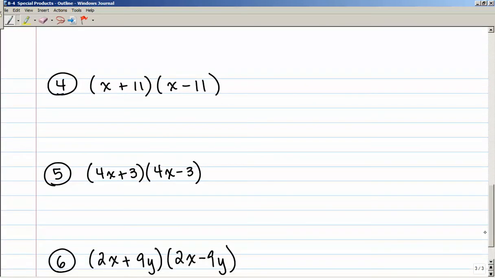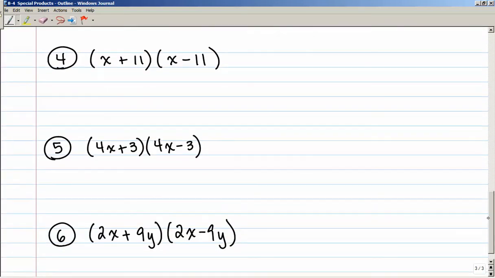Now my next example, notice I don't have anything squared. My example number 4 is x plus 11 and x minus 11. This is actually the product of a sum and a difference. And for this I'm going to use the formula a squared minus b squared. I actually kind of like these because they're pretty easy, pretty straightforward. So looking at this, a is going to be x and my b is 11 because remember the original formula said a plus b and a minus b. So plugging those in, I'm going to get x squared minus 11 squared, or x squared minus 121.